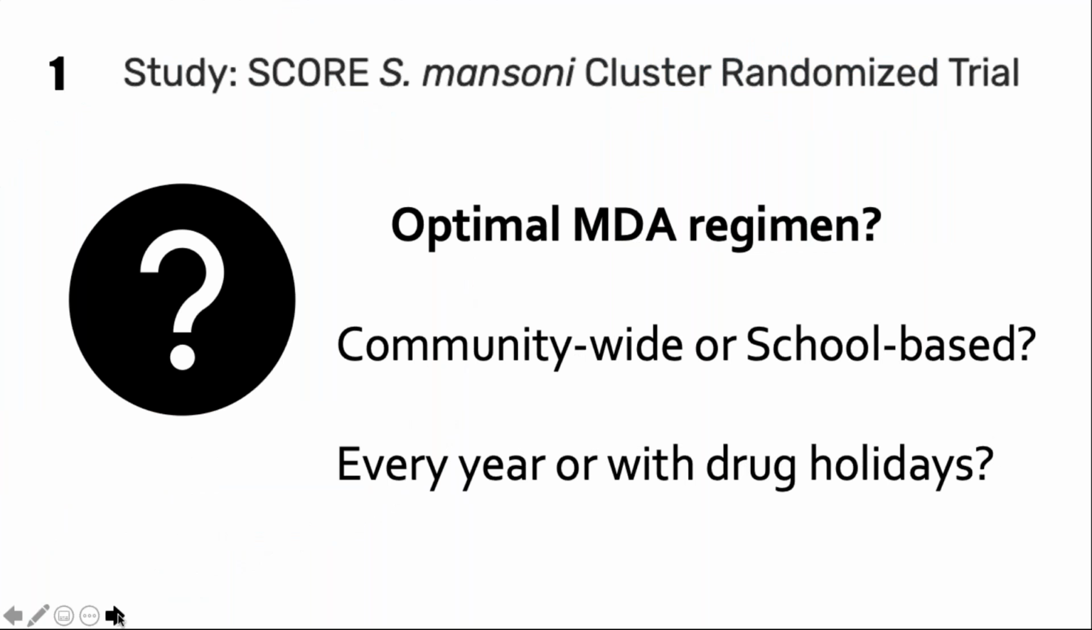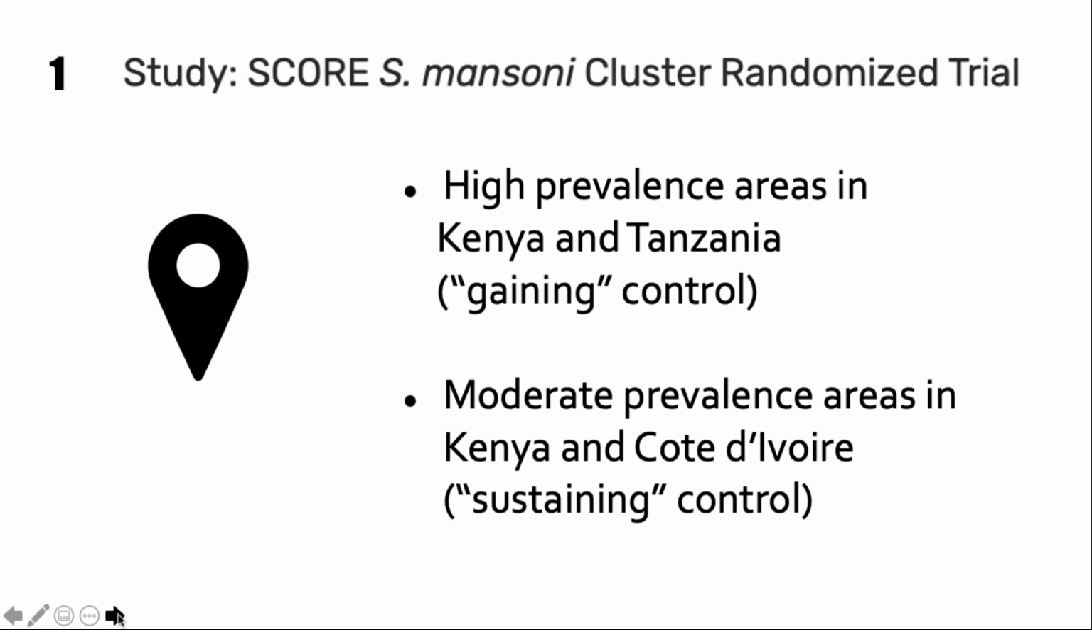The first data set I will talk about today is the largest SCORE data set that we have on ClinEpi, and it is actually a combined data set from 4 separate field trials. The question asked here was, what is the optimal MDA regimen to control schisto at a population level? In particular, these trials compared community-wide treatment to treatment that was given only in schools. And they compared treatment that was done every year with treatment that had some drug holidays mixed in. Drug holidays are years in which treatment was not given.